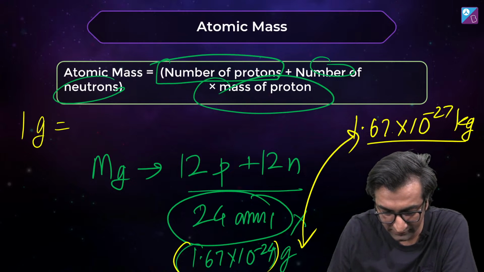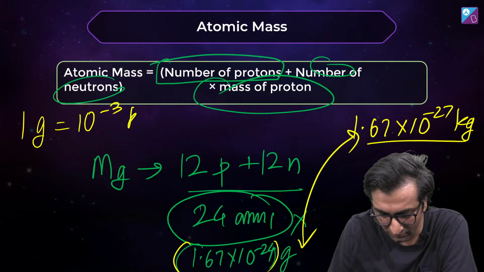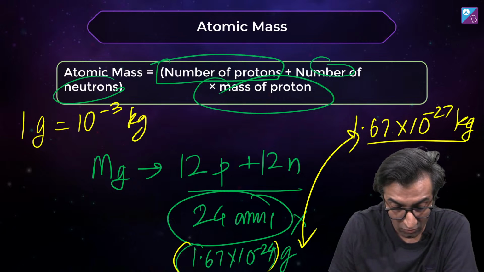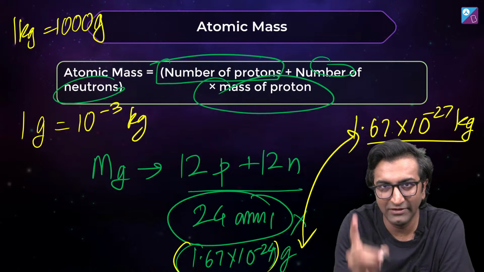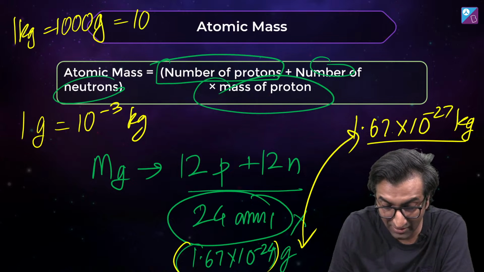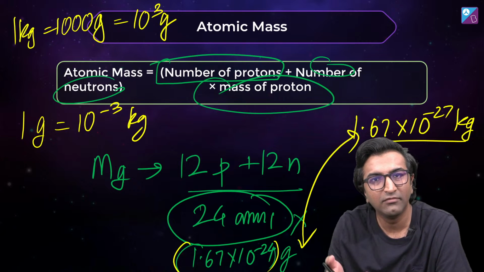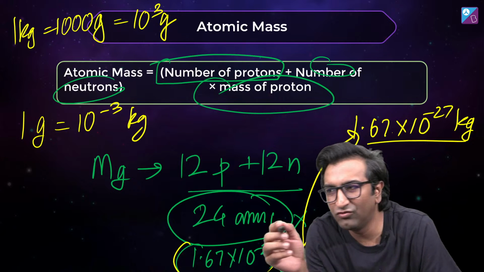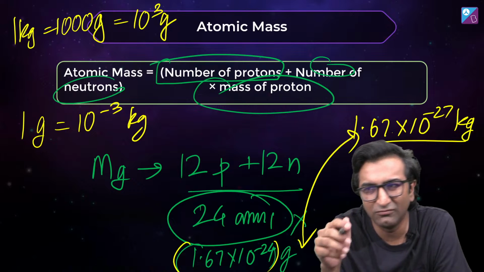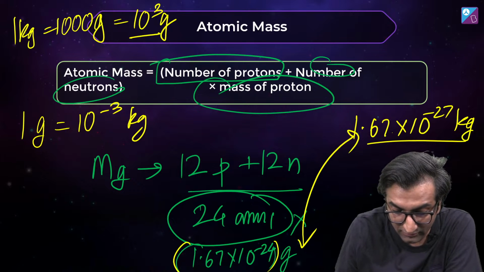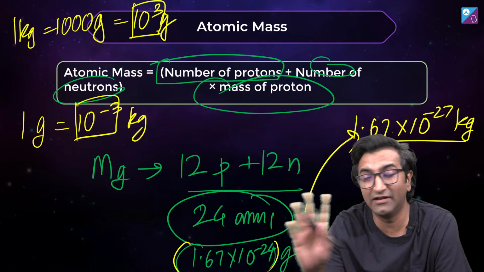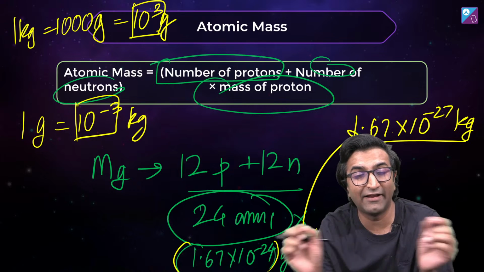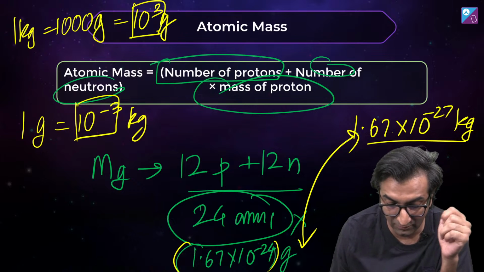1 gram is 10 power minus 3 kilogram. Okay, let's start with 1 kilogram is 1000 gram. This is fine. What is this? 10 power 3 gram. Let's always write it like this, 10 power 3 and 10 power minus 3. Why? Life is easier that way. It's easier to add and subtract exponents. Okay, I wrote 10 power 3 gram.